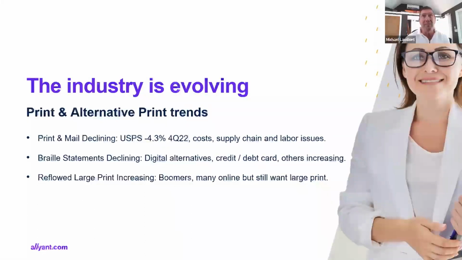So the industry is evolving, and the print and mail trends are changing. I saw the report from the USPS that they lost 4.3% in volume in the fourth quarter of 2022, which at the end of the year is typically their highest peak volumes with holiday communications and year-end communications, but they're anticipating yet another almost 5% decline in volume for the first quarter of 2023. They're already on track to do that. So you can see that the trend is actually going that way.